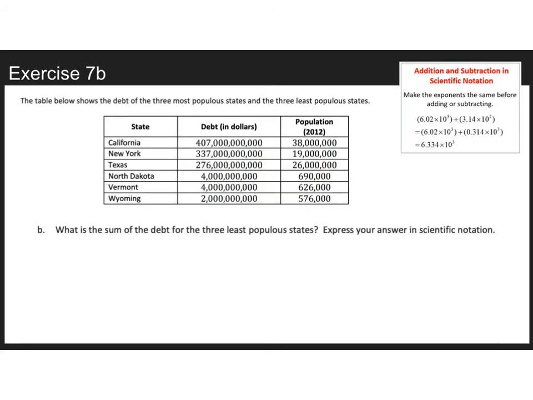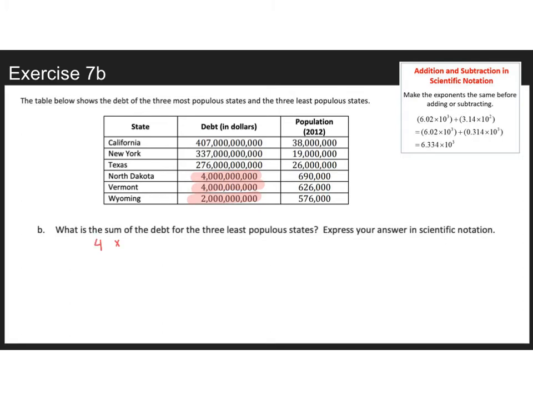All right, we're using the same table. This time we're doing the sum of the 3 least populous states. The first thing we need to do, like we just learned on our last slide, is write them in scientific notation. So please write those 3 numbers out in scientific notation. Take a moment to do that. Here's what you should have written.